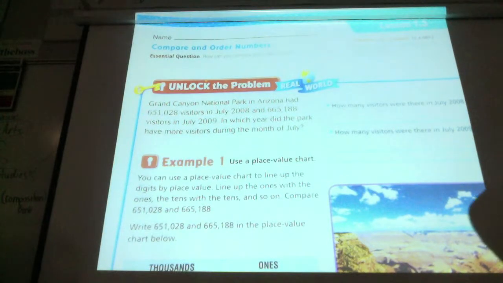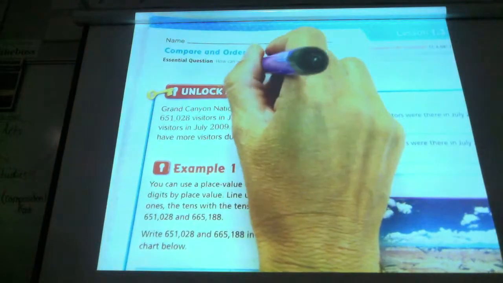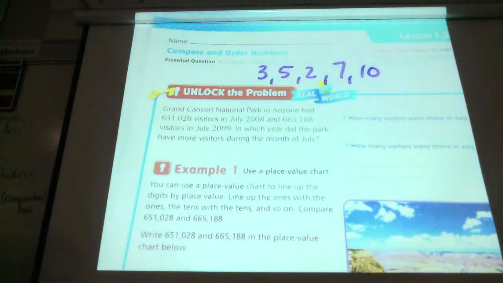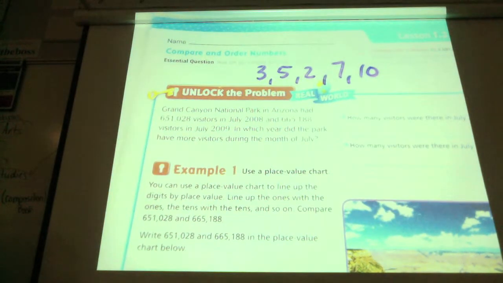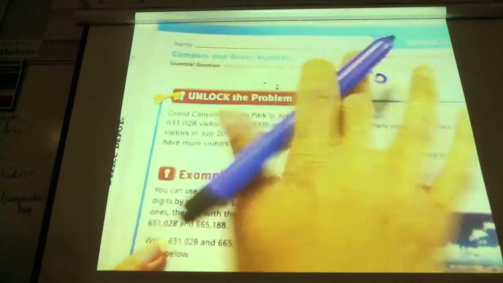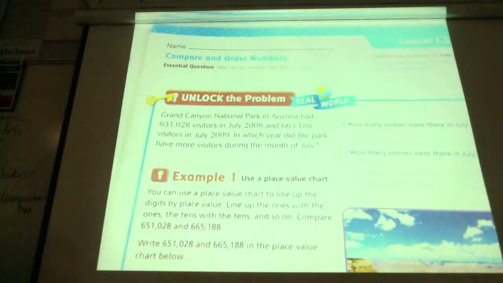Our lesson today is comparing and ordering numbers. If I gave you these numbers, could you put those numbers in order? Devin. 2, 3, 5, 7, 10. Okay. Today we're comparing numbers and ordering them that are larger.